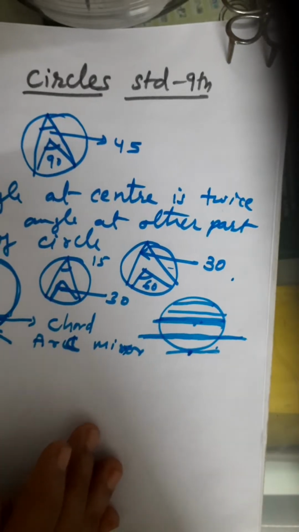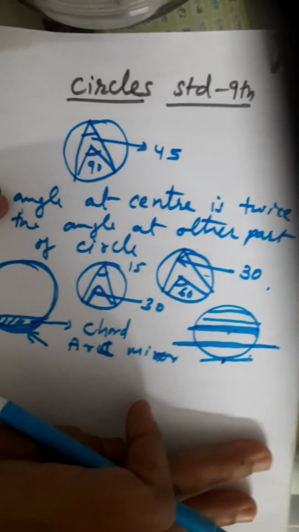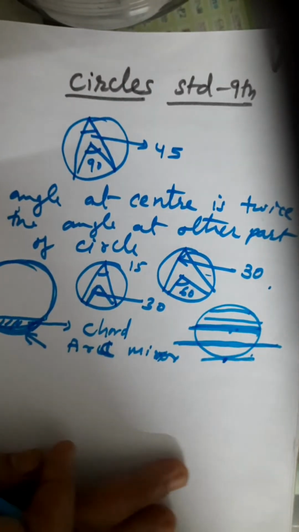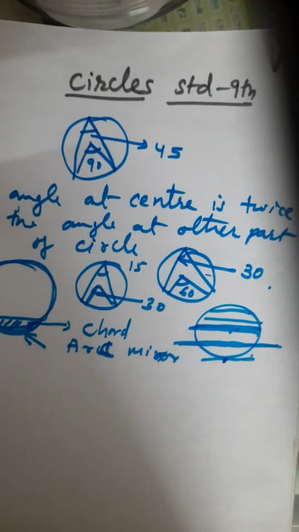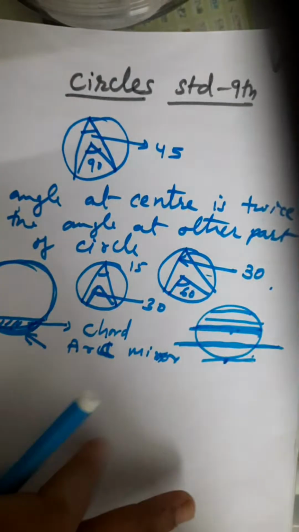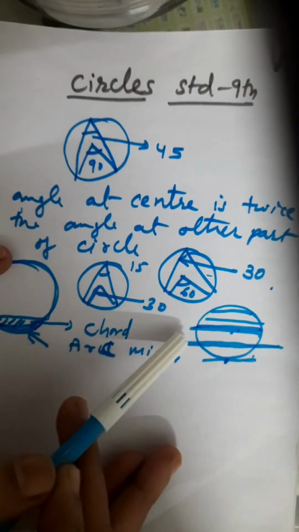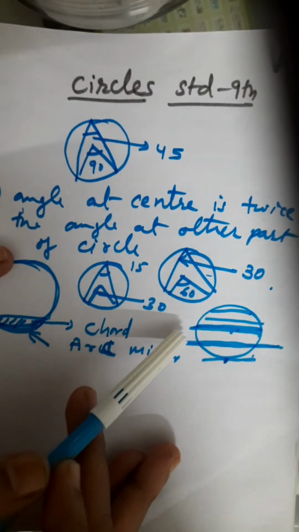So among all MCQ questions, as I told, angle at the center is twice the angle at other part of the circle. That is one of the important questions. And the next one, the diameter is the longest chord of a circle. That is the second important question.